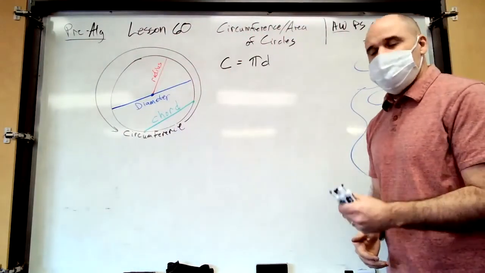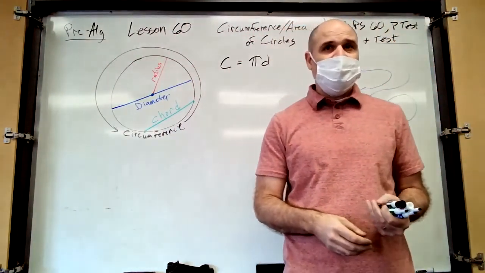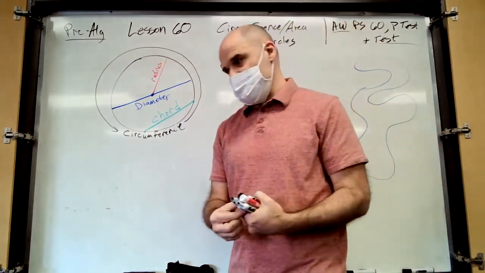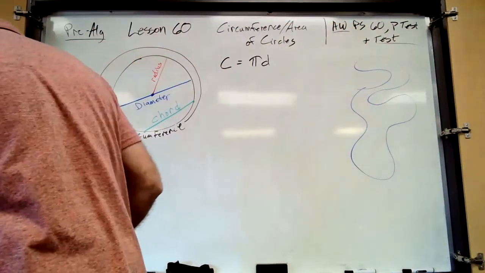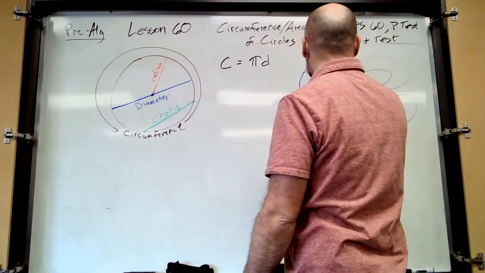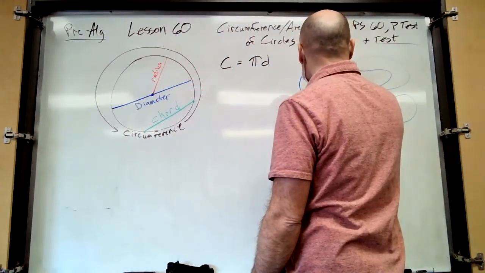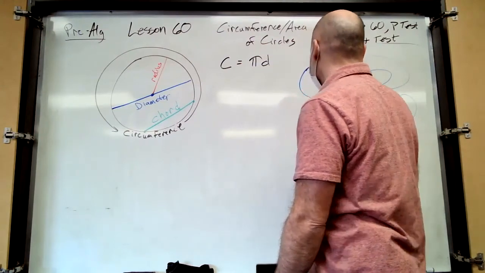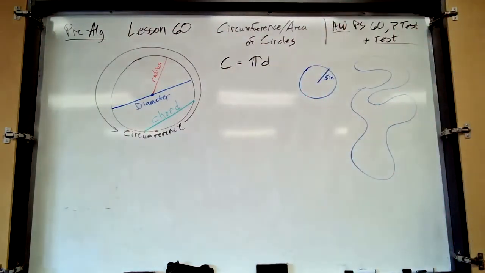All right. So circumference is pi times diameter. So guys, if I had a problem like this, if I had a circle and I had a radius of 5 inches, what's the circumference of this circle? Emerson? 15. No. Hold on, hold on. 33.